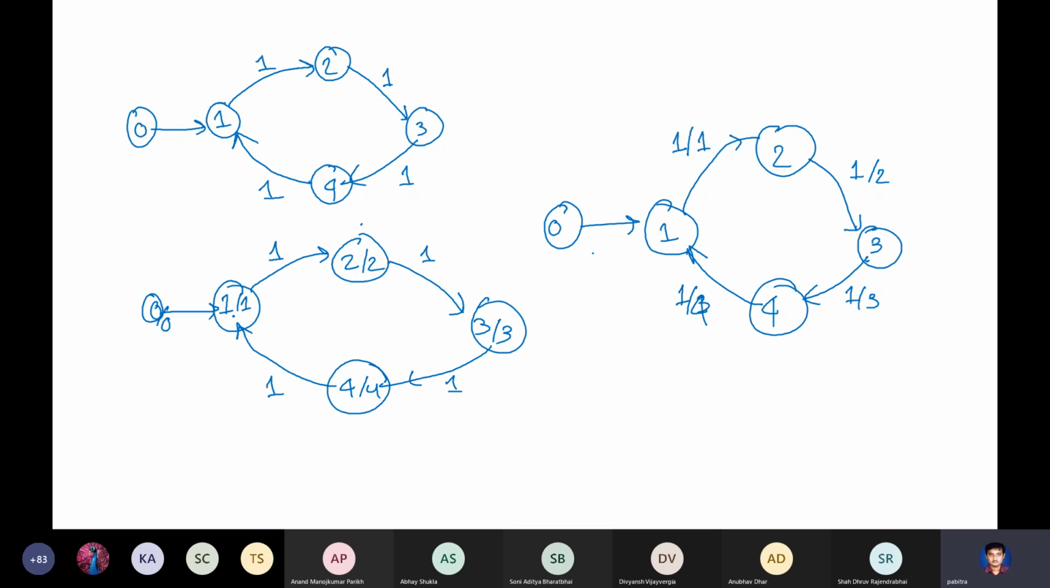So do you think these two are equivalent, or what is the difference between these two?